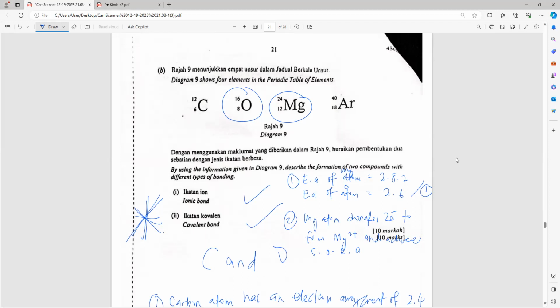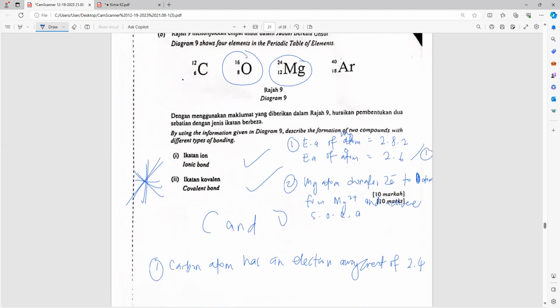Now, it is donating 2 electrons to whom? Oxygen. Very good, to the oxygen atom. So teacher is going to add on here, oxygen atom. Normally, one ionic bond question is 10 marks. Now they are already making it 4 to 5 marks, so we must be wise how to answer. Okay, the next one. How to get the next mark?